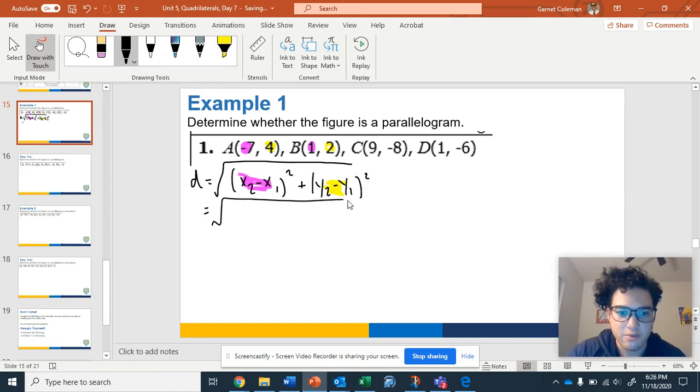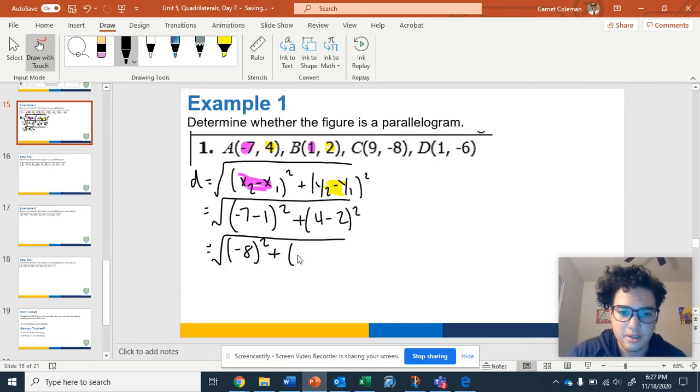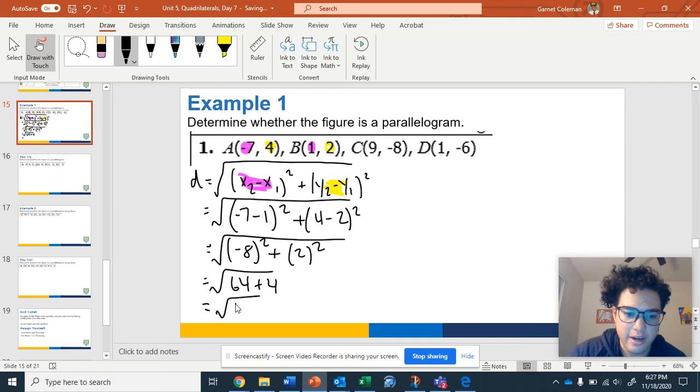So we have the square root of -7 minus 1 squared plus 4 minus 2 squared. Then I'm going to do the parentheses. I have -8 squared plus 2 squared. I have 64 plus 4. And then this gets me radical 68. I'm going to keep it there. Now I'm going to find the other one.